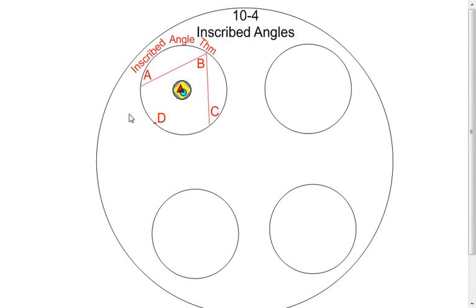This is a little bit different from the central angles that we talked about the other day, where, remember, the vertex of the central angle is at the center of the circle. When it's an inscribed angle, the vertex is on the circle. Now the inscribed angle theorem deals with the measure of the angle, so in this case the measure of angle ABC, or angle B, and the measure of its intercepted arc, which is arc ADC here.